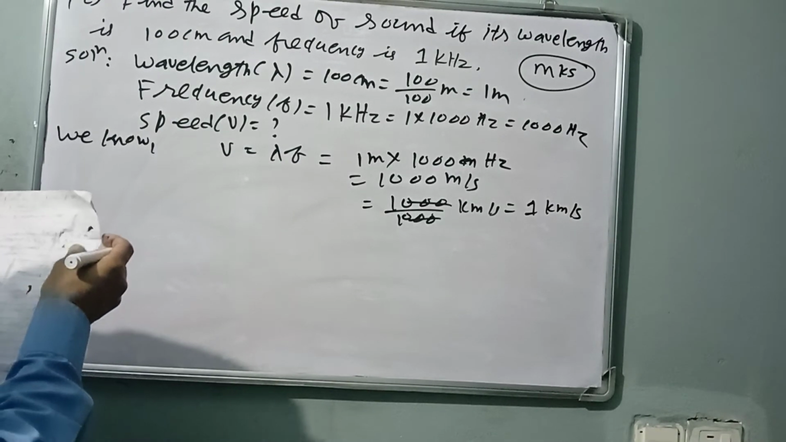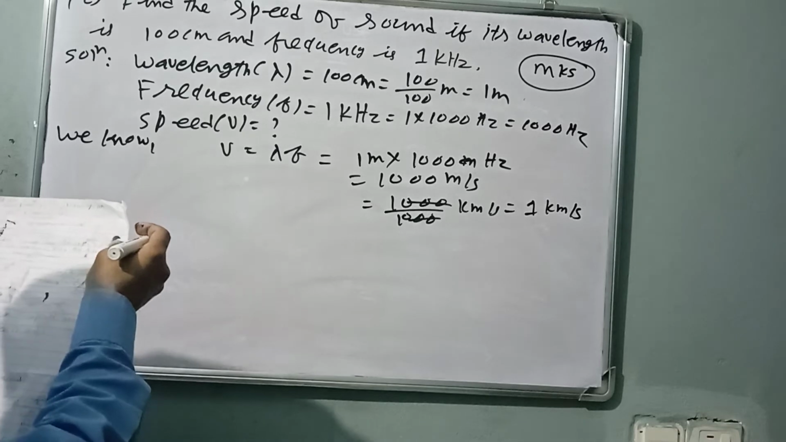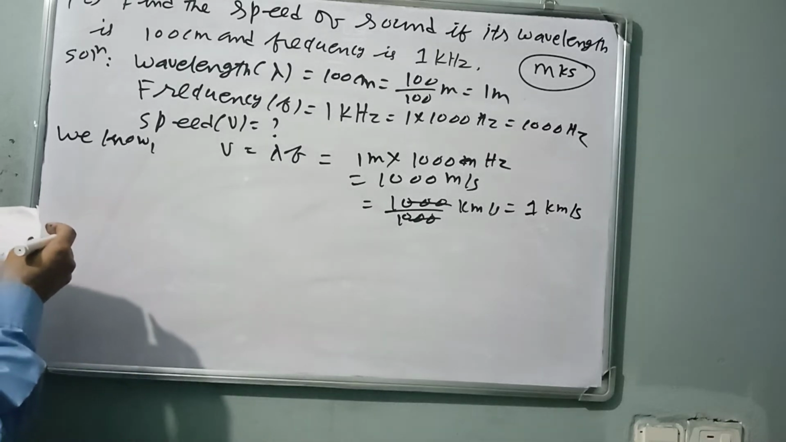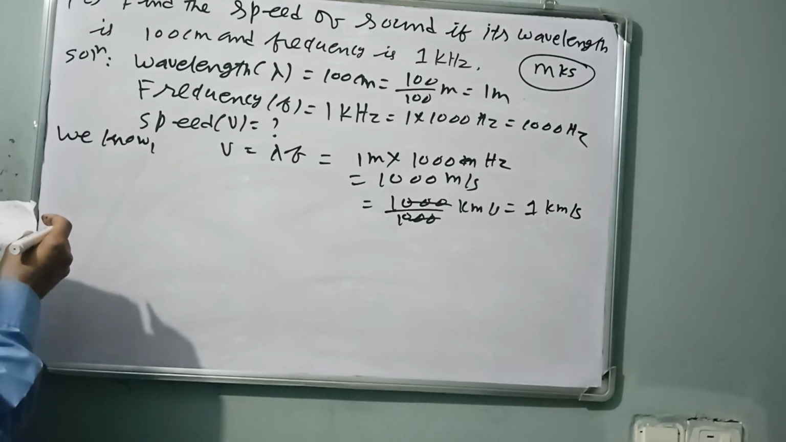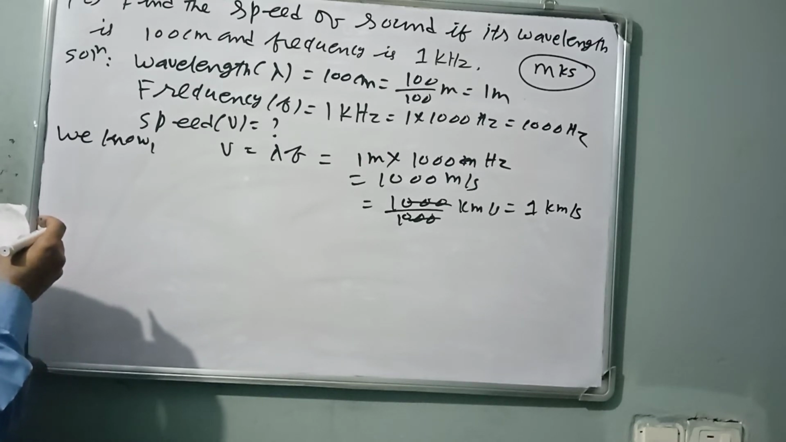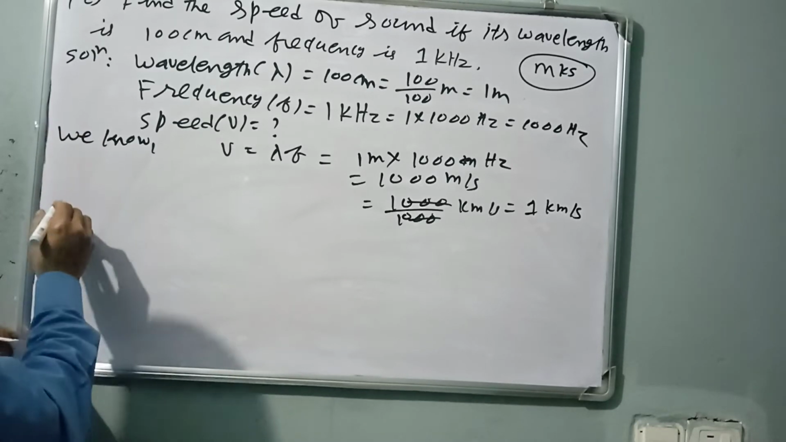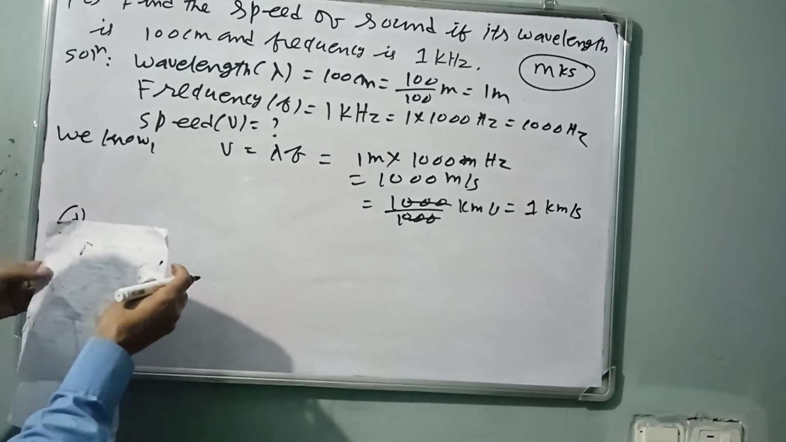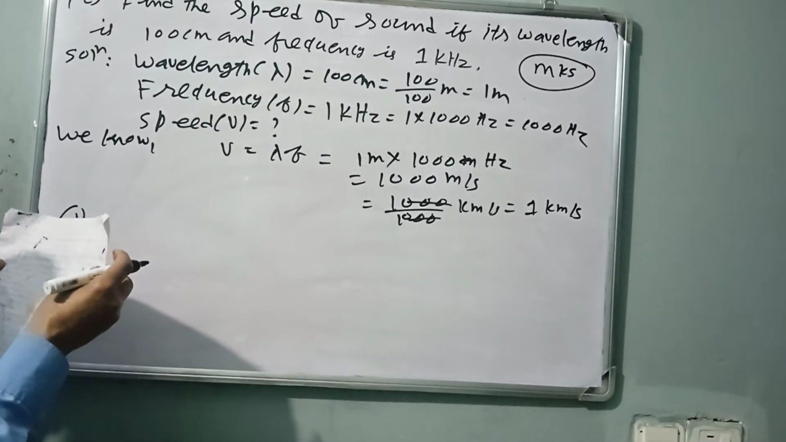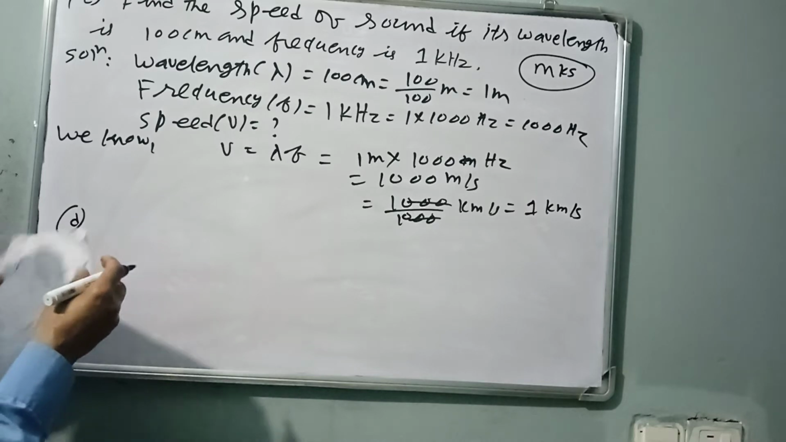Another question is also given. Time period is given, speed is given, find the distance between them, A, B. Time period is given, speed of sound is also given, find the distance between them.